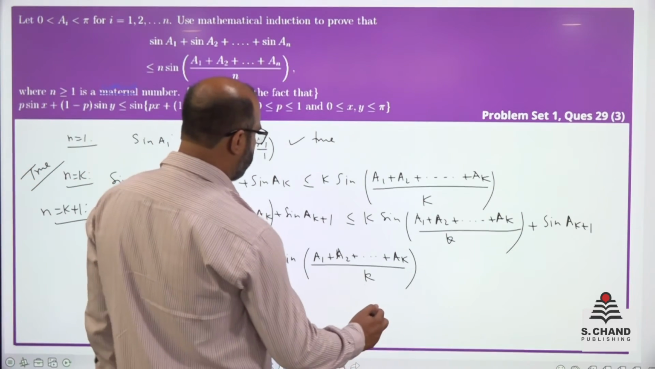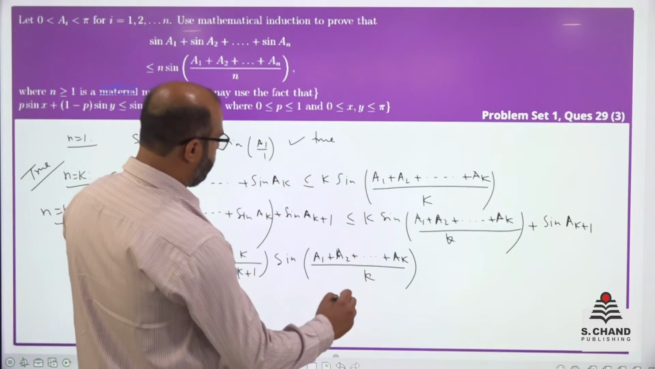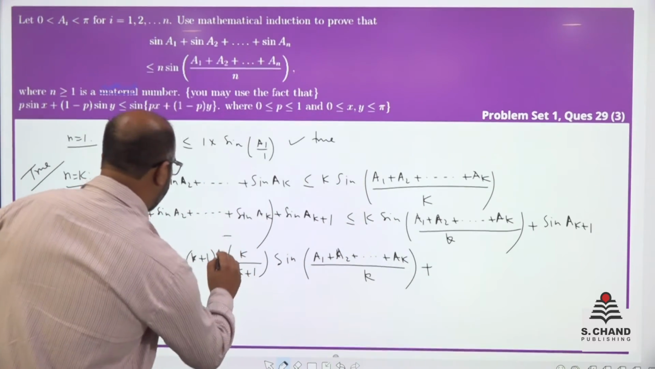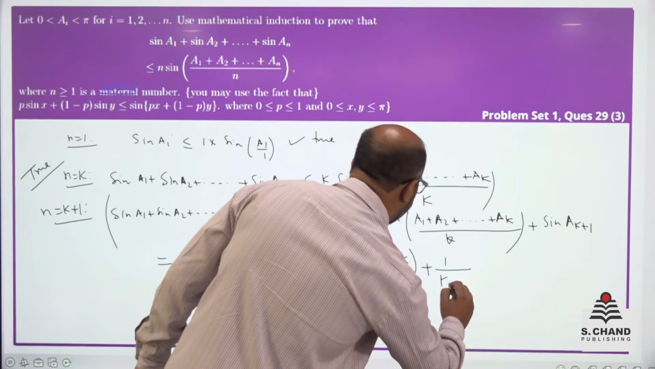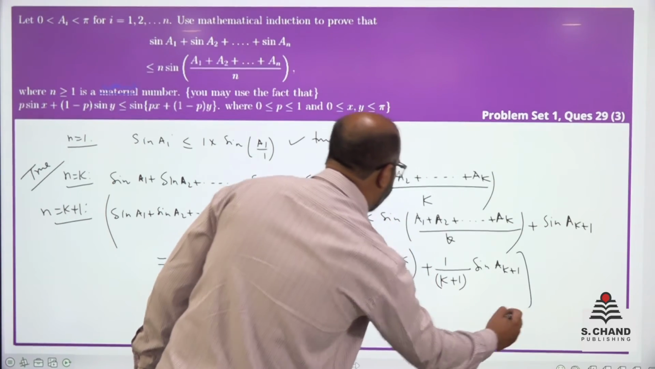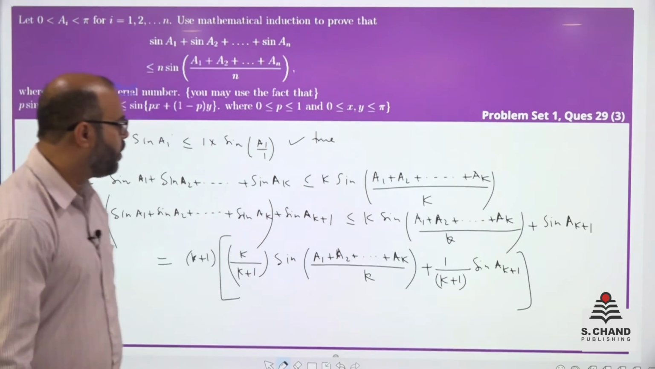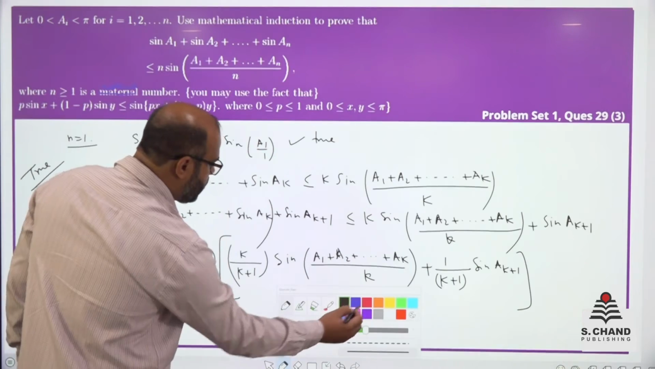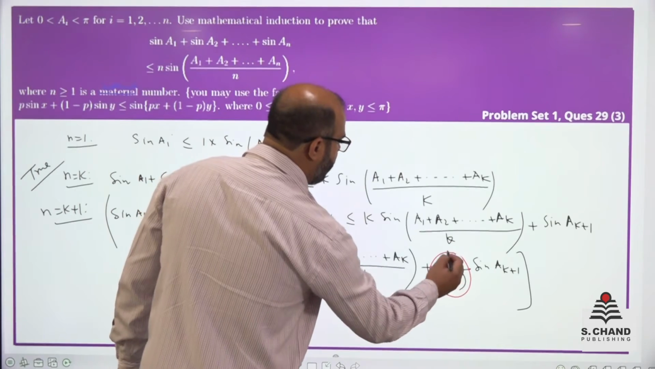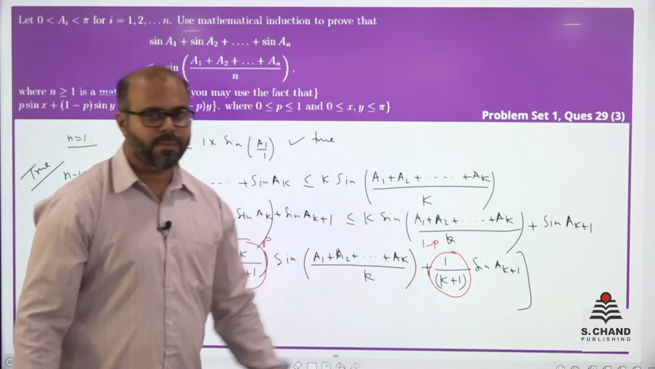So this I am taking as, right. So plus, k plus 1 I am taking common, so 1 by k plus 1 sin A(k+1), right. So I am multiplying and dividing by k plus 1 to the second term also. So k plus 1 and k plus 1. Now you can assume that this k by k plus 1 is p, then automatically 1 by k plus 1 will be 1 minus p, because their sum will be 1. You can just check k by k plus 1 plus 1 by k plus 1 is 1.